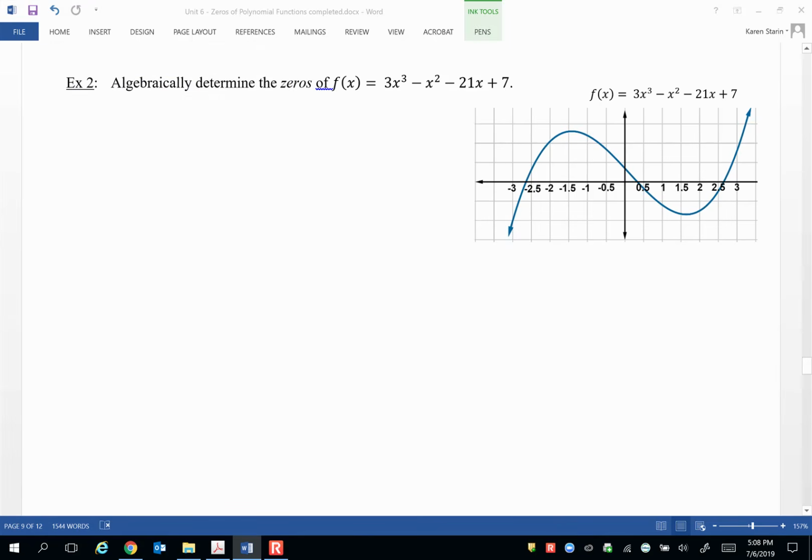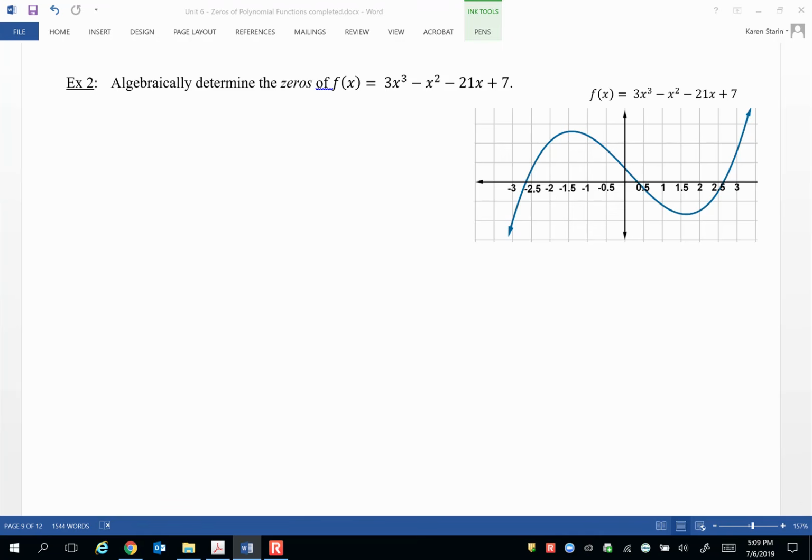Let's go through all of our tools to algebraically determine the zeros of 3x cubed minus x squared minus 21x plus 7. The graph is given here to the right, so we can see that there are 3 real zeros.